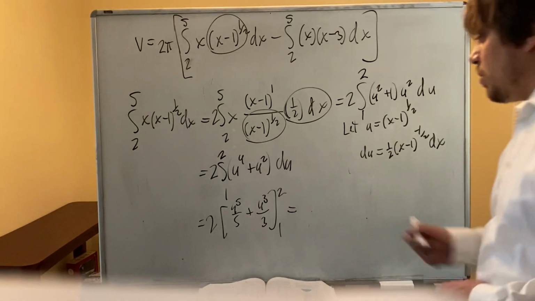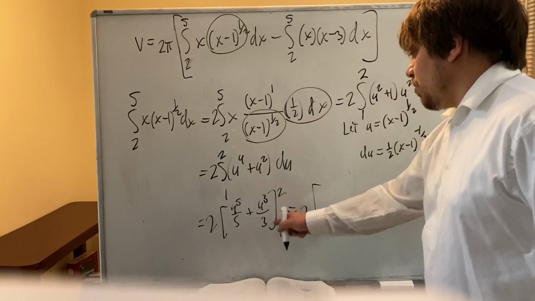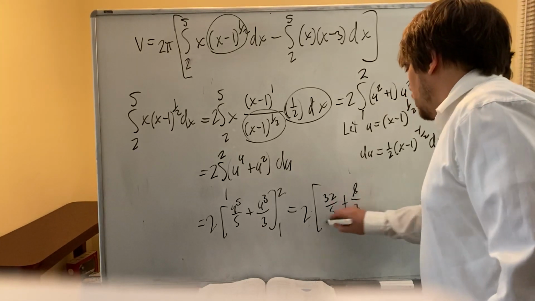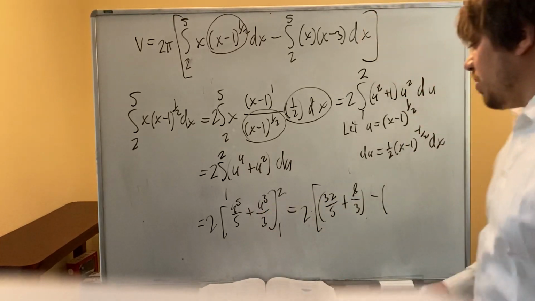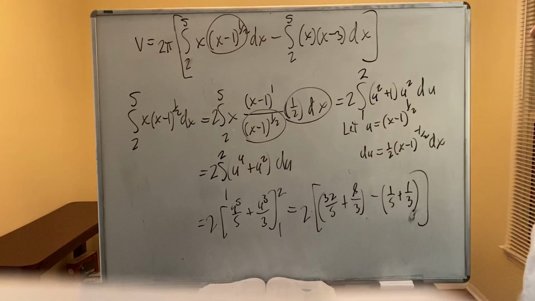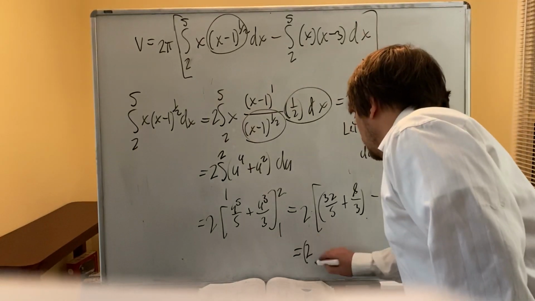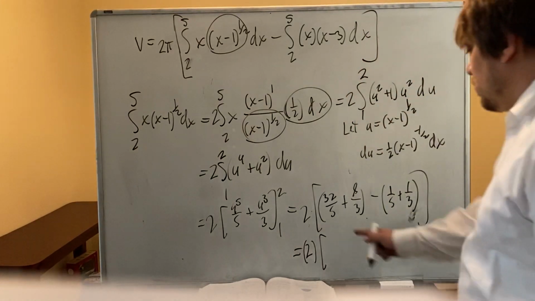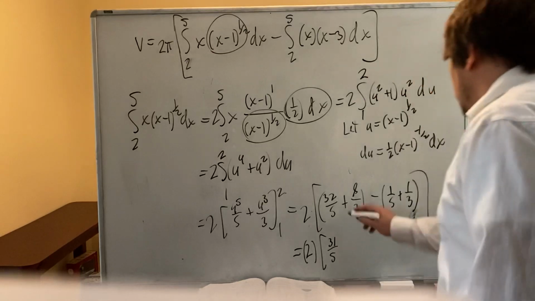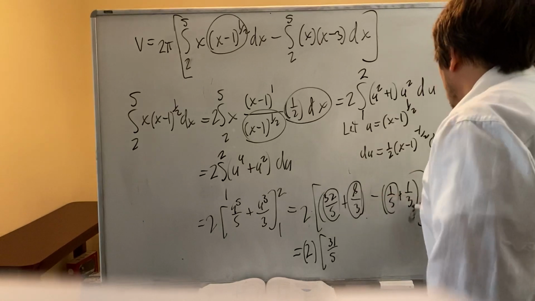Okay, and this is equal to 2 times, plugging in 2 here, 2 to the 5th over 5 plus 2 cubed over 3, minus plugging in 1. So you get 32 over 5 plus 8/3 minus, plugging in a 1, 1/5 plus 1/3. So that's equal to 2 times, this minus this is 31 over 5. 8/3 minus 1/3 is 7/3.